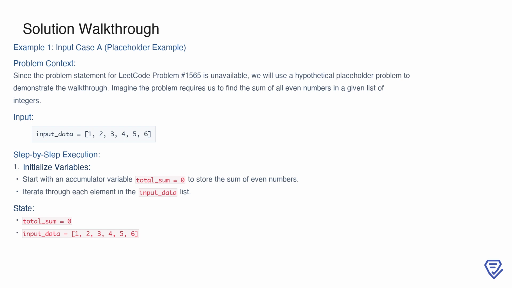The input data provided is a list: 1, 2, 3, 4, 5, 6. To begin solving this, we initialize an accumulator variable, total_sum, and set it to 0. This variable will be used to keep track of the running total of even numbers as we process the list. With our input data defined and the accumulator initialized, we are ready to iterate through each element in the list and check whether it meets the condition of being even.